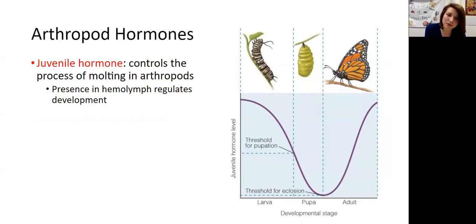So if you look at this graph, we have juvenile hormone level on the y-axis, and then these different developmental stages on the x. And the purple line is showing the shift in juvenile hormone. So you can see it's quite high when they're in caterpillar stage, and then there's a big old drop when they become a pupa. And then it's going to slowly increase again in order to go through that developmental stage to become a butterfly.